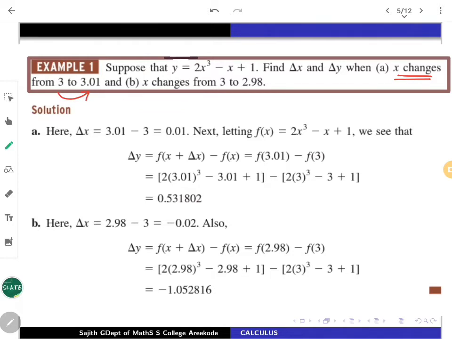So how will you do that? Next one, 3 to 2.98. Here, an increase happens. In the second situation, a decrease happens. So delta x may be either positive or negative, and it will come accordingly. It is very simple.